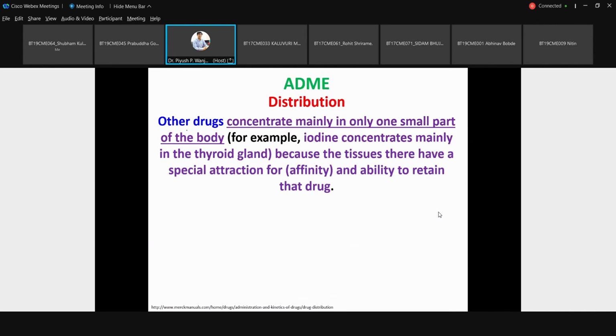There are many other drugs which, depending on their characteristics, are going to be concentrated in some part of your body. For example, iodine normally concentrates in the thyroid gland, because the tissues in the thyroid gland have a special affinity for iodine. In the same way, pharmaceutical drugs will also go and find the particular tissues where they have the most affinity.